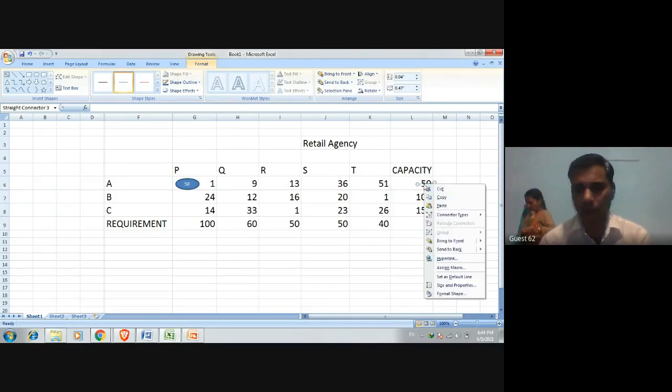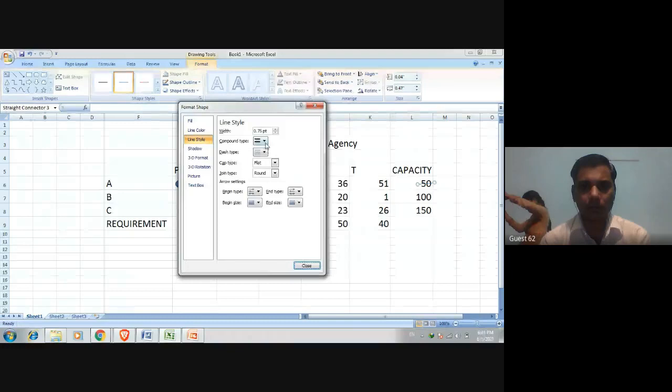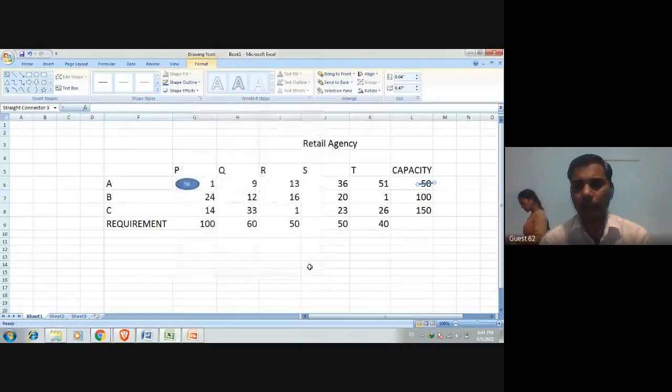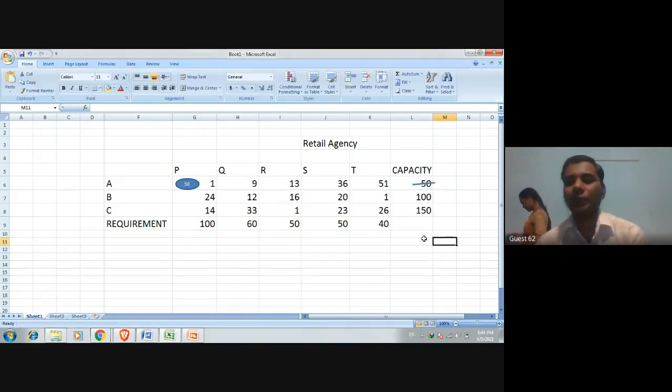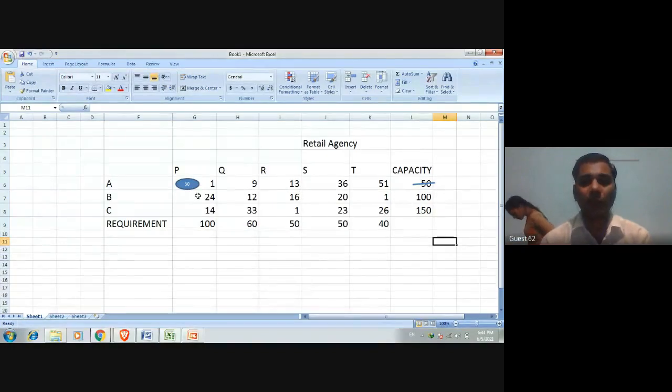Let's make it a little bold. Now I have closed this. I have cut the 50 units. Why? Because we have allocated all the 50 units to retail agency P.